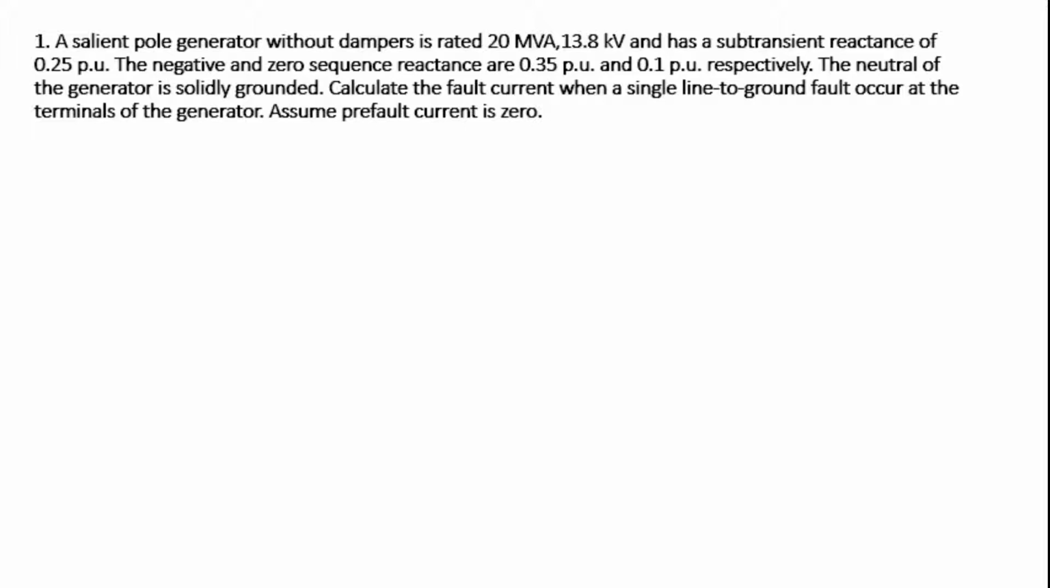This is important, whether it is grounded or not. Calculate the fault current, and we have to see whether they ask for the absolute value or the per unit value, when the single line to ground fault takes place. This is very important because based on this only we are going to solve the numerical, what kind of fault it is.